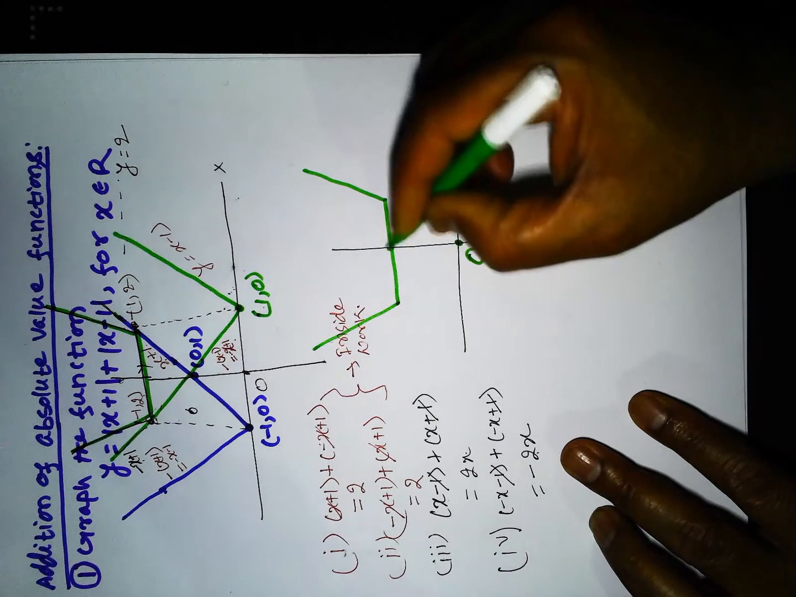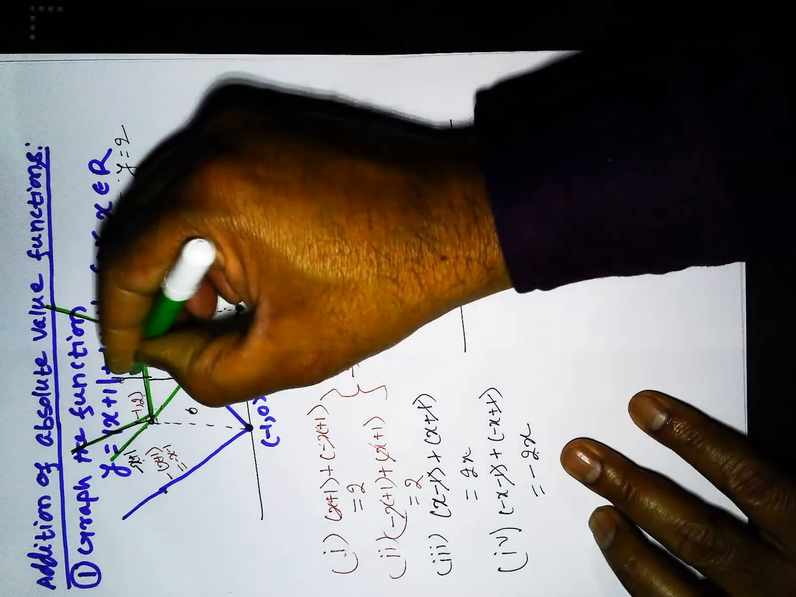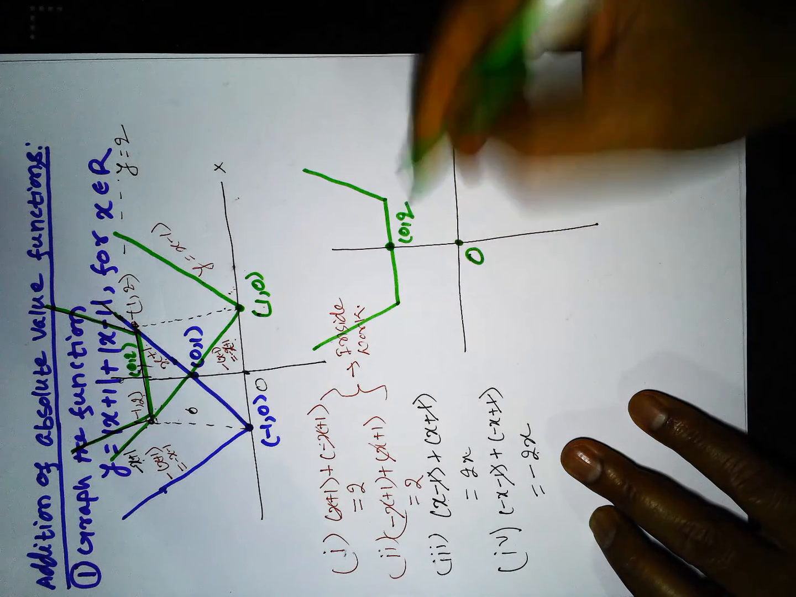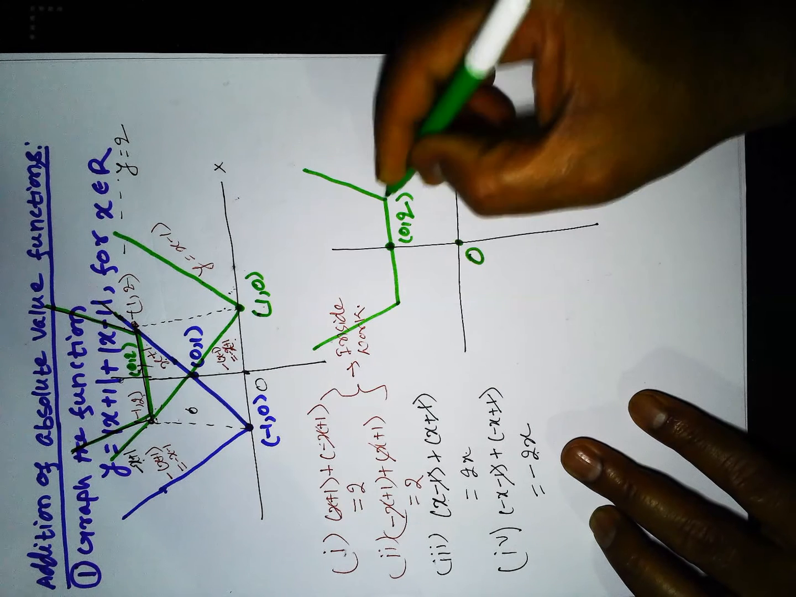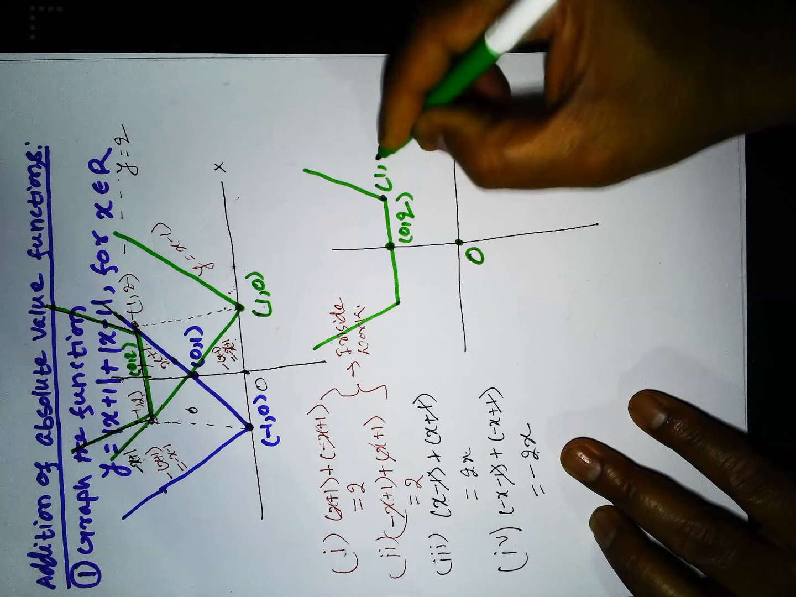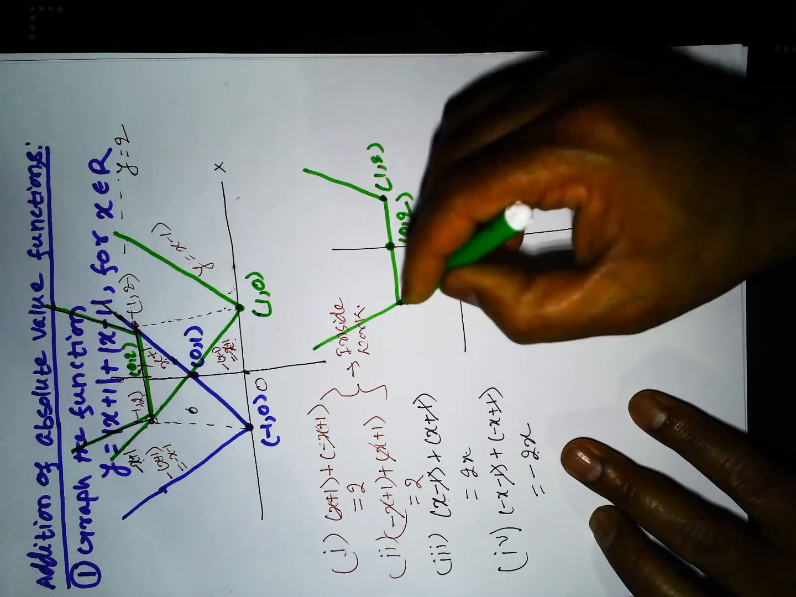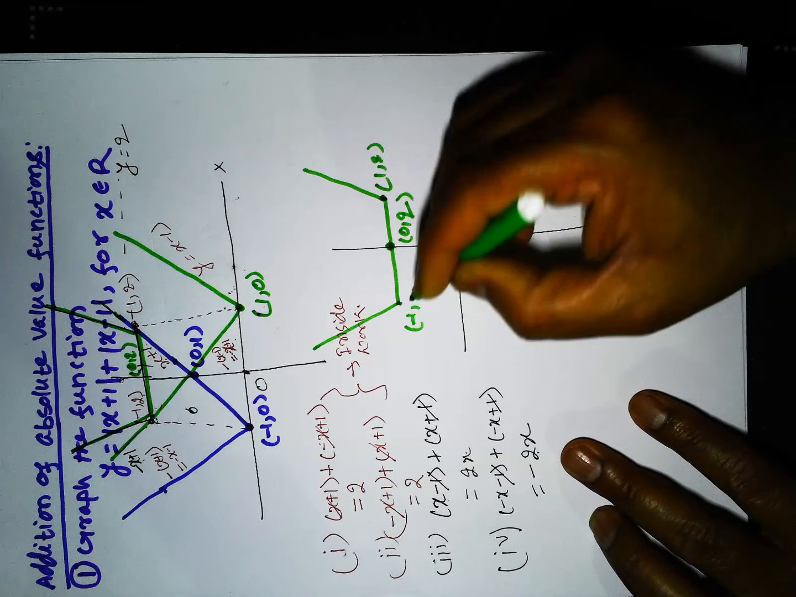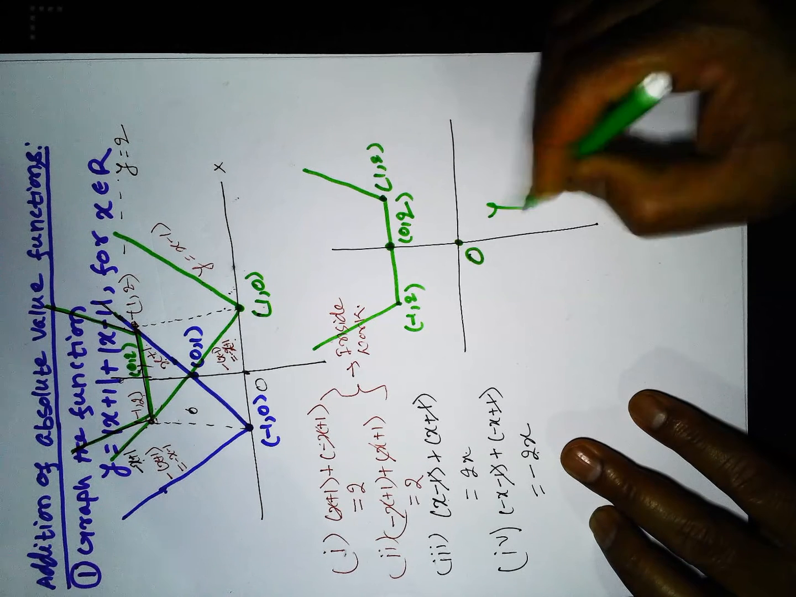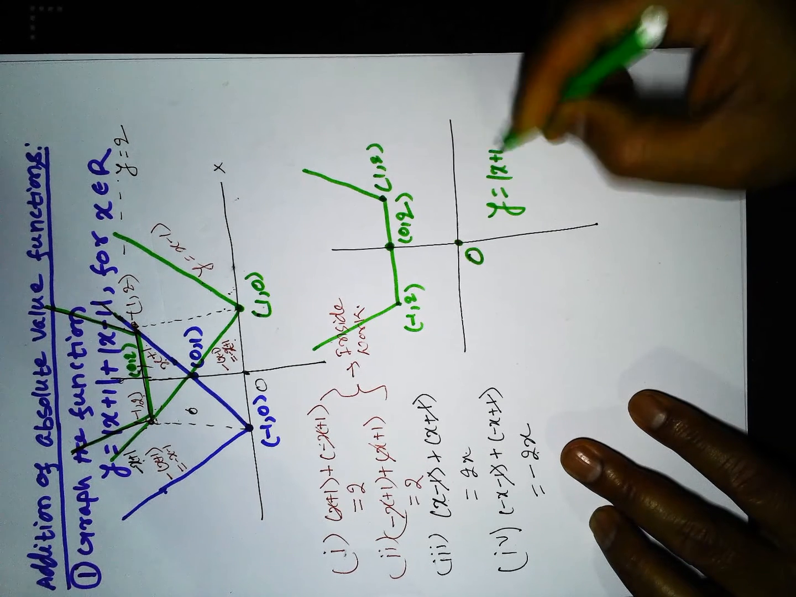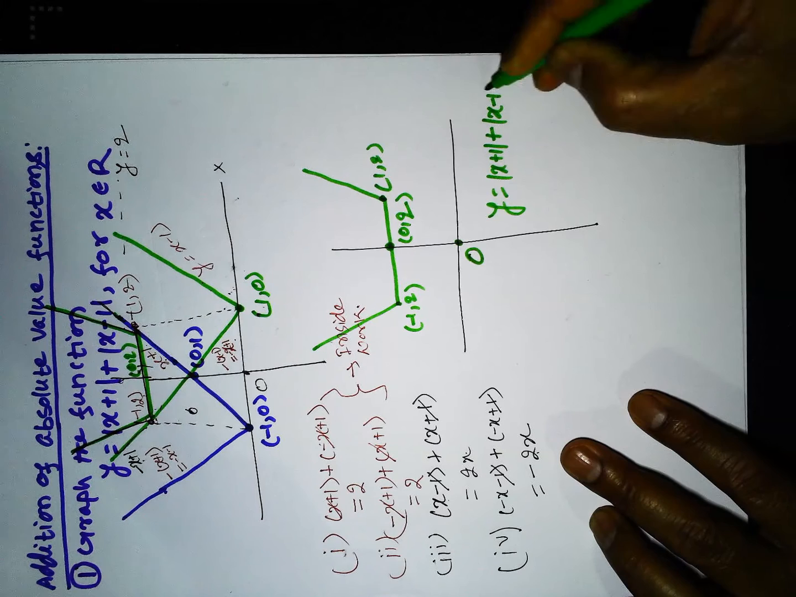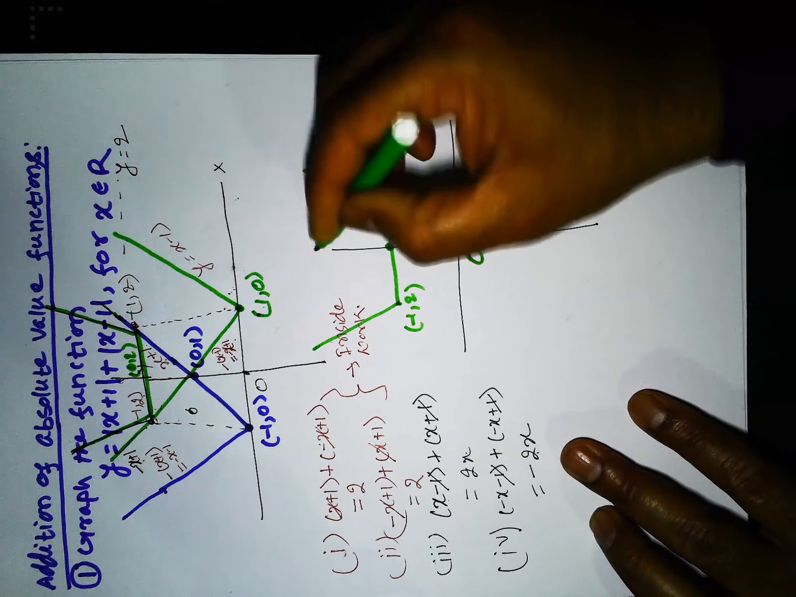This point is where y equals 2, so this is 0, 2. This point is 1, 2, and here it is -1, 2. Okay, so this is the graph for the function y equals x plus 1 plus x minus 1. So this is the x-axis, this is the y-axis.